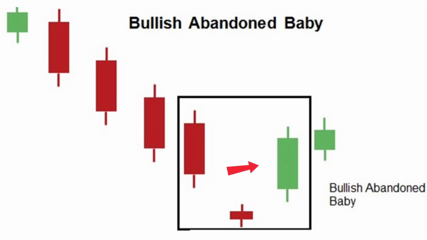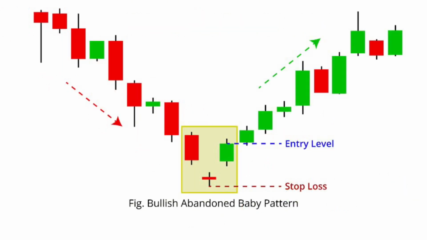It tells you one thing very clearly. Liquidity has been taken and control is shifting. In gold and forex, when you see a bullish abandoned baby forming at a higher time frame demand zone, after a liquidity sweep or near session low, it often signals not just a bounce, but a sharp, impulsive reversal. This is why scalpers love it. When it works, it moves fast, clean, and emotional.